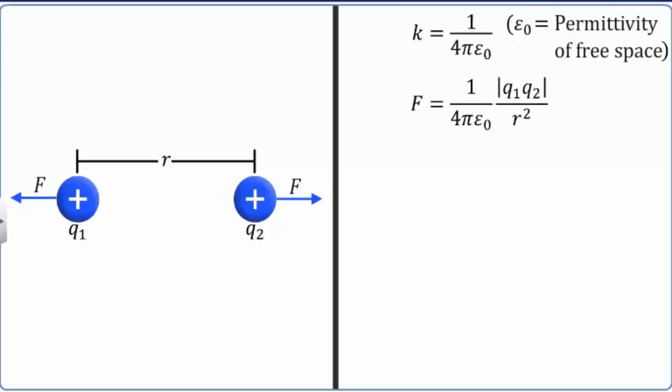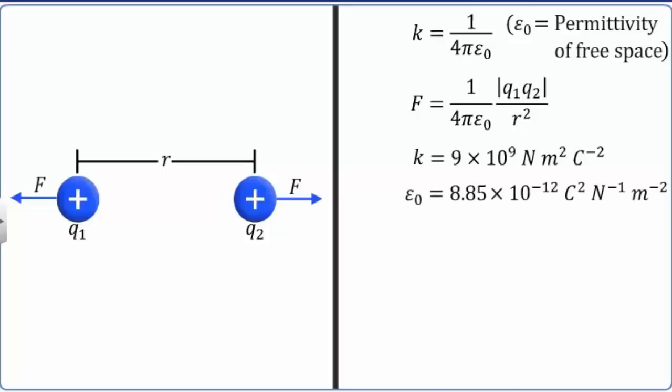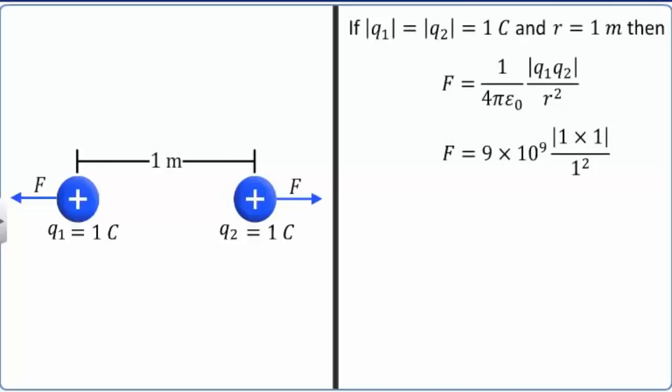In SI units, the value of the proportionality constant k is approximately equal to 9 into 10 power 9 Newton meter square per Coulomb square, and the value of epsilon naught is equal to 8.85 into 10 power minus 12 Coulomb square per Newton meter square. Hence, F is equal to 9 into 10 power 9 into Q1 Q2 by r square. Using Coulomb's law, a unit charge can be defined as one that experiences an electrostatic force of 9 into 10 power 9 Newton when placed at a distance of 1 meter from another unit charge in free space.